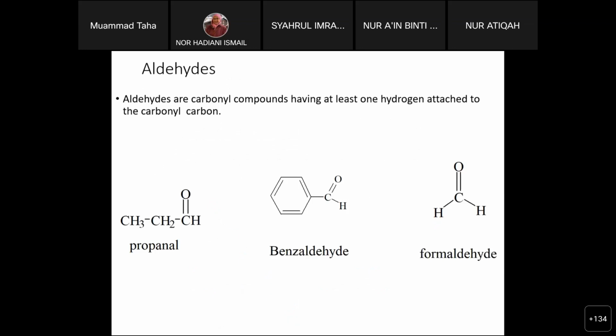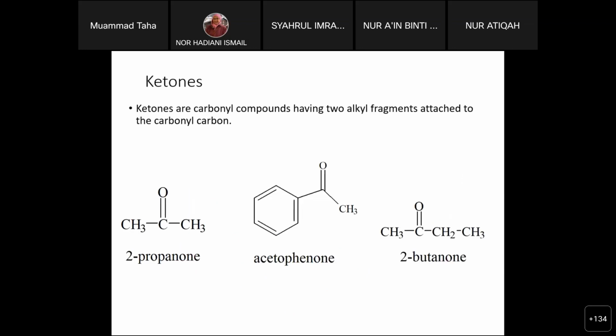So these are the aldehydes. This is the open chain aldehyde. This is the aryl aldehyde, and this is the very basic aldehyde, formaldehyde. Next slide. These are the ketones. This is the open chain ketone. This is the cyclic aromatic ketone. You can go to the next slide.